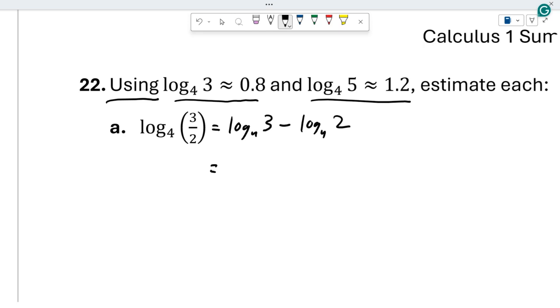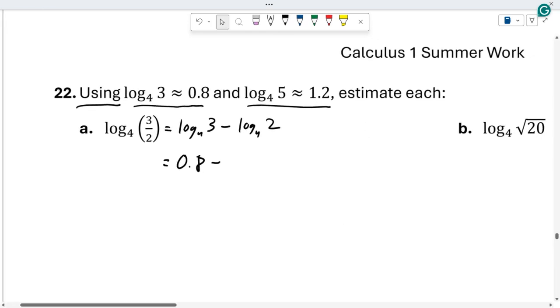Notice that we now have the log of 3 base 4, which we're told is approximately 0.8. So we're going to use what they tell us, that log of 3 base 4 is approximately 0.8, minus. Now, they don't tell us the log of 2 base 4. They tell us the log of 3 base 4, they tell us the log of 5 base 4, but they don't tell us the log of 2 base 4. So we're going to have to figure this out.